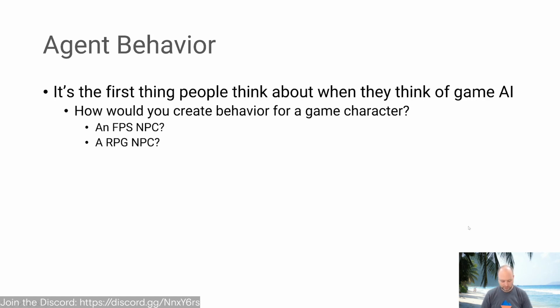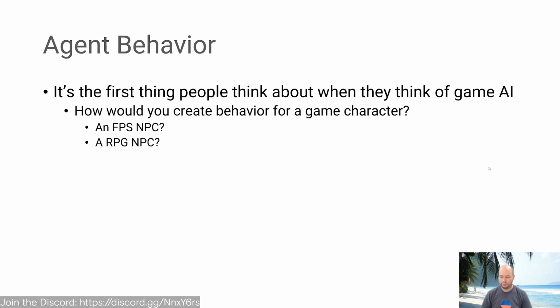So let's think about the context of agent behavior, or how do we make an agent in a game make decisions and behave in such a way, right? There's a very big difference in context here. For example, the kind of AI system that you might want to design for a first-person shooter is going to be fundamentally different than an AI system that you might be designing for an RPG. So this is something that you really have to think about, the differences in the needs and requirements of your game.